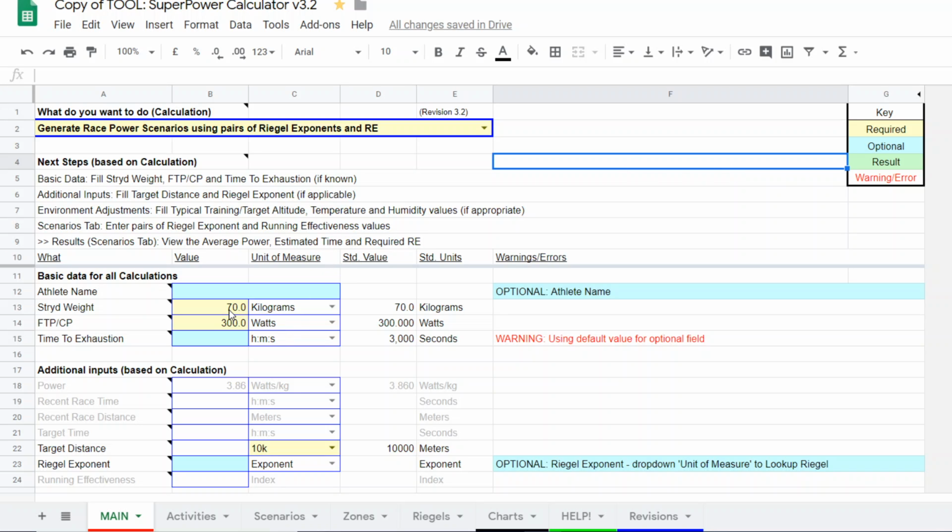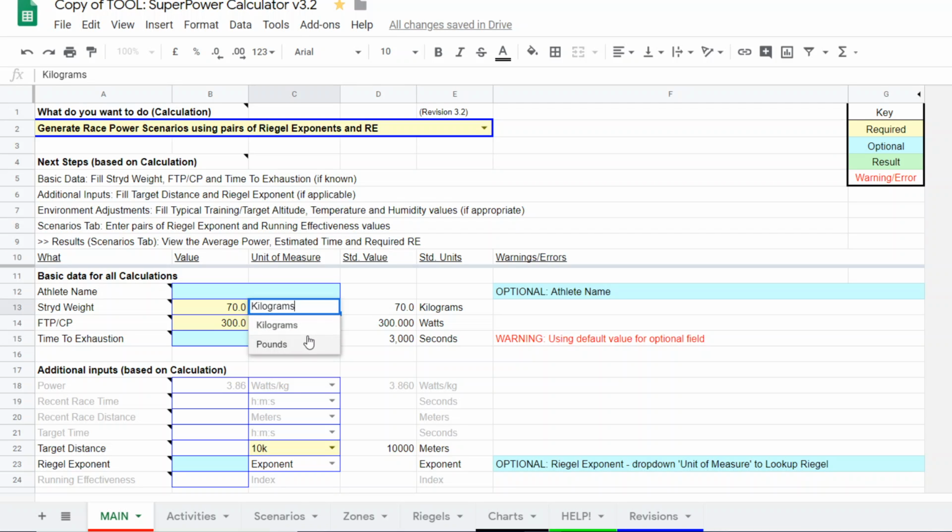This is a hypothetical case. I'm using a 70 kilogram person. Again, with the SuperPower calculator, we have the ability to toggle your data entries in various data entry boxes, so make sure you're selecting the right one. In this example, I'm using a 70 kilogram stride weight individual and a CP or FTP of 300 watts. First, I'm going to demonstrate with a 10K.